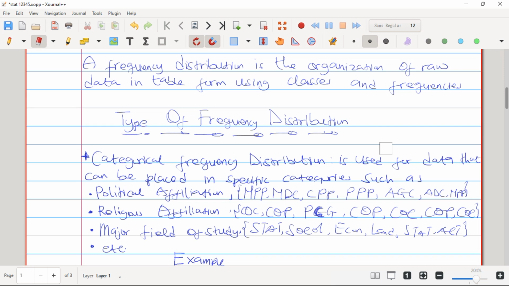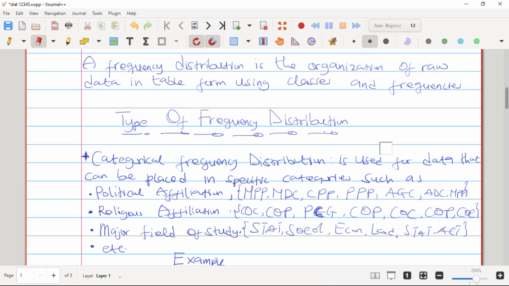Categorical frequency distribution is used for data that can be placed in a specific category, such as political affiliation, religious affiliation, major field of study, etc. So for instance, if a given raw data is in the form of a category, we use what we call categorical frequency distribution to construct the frequency distribution for that. It can be given to us in the form of political affiliation. We have the MPP, the NDC, the CPP, the PPP, the AGC, the ADC, and many more.